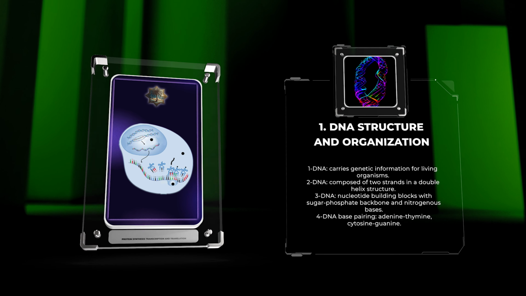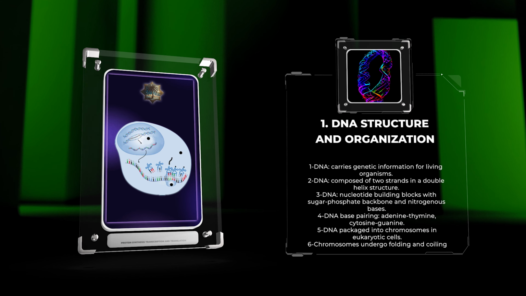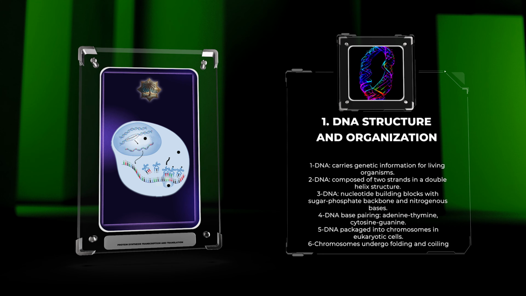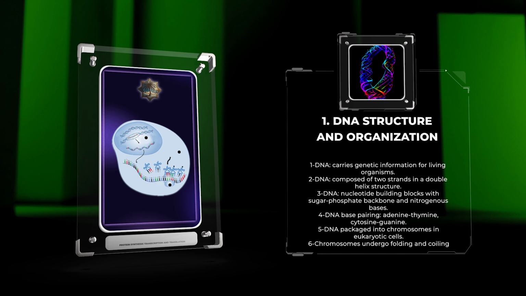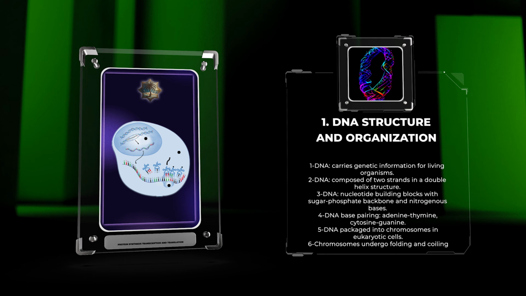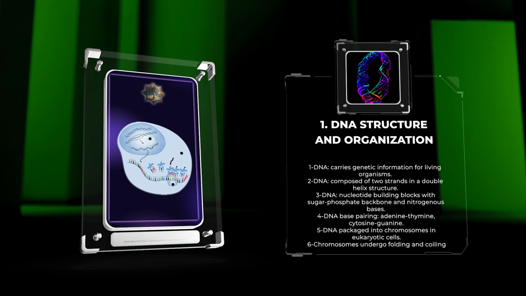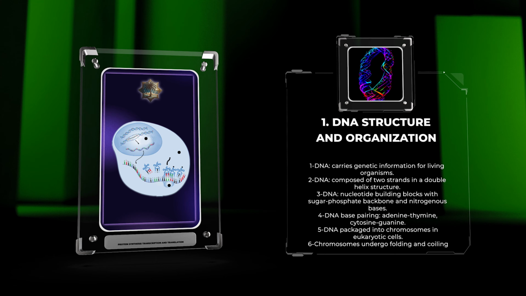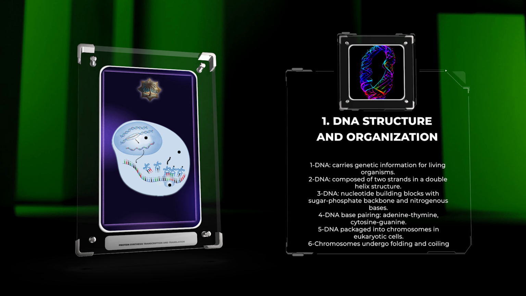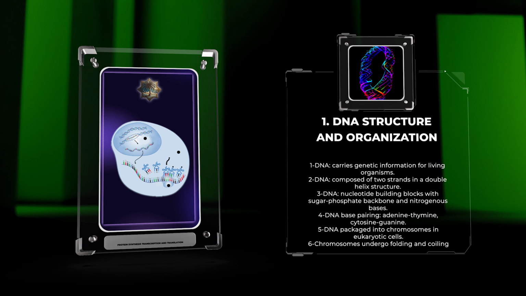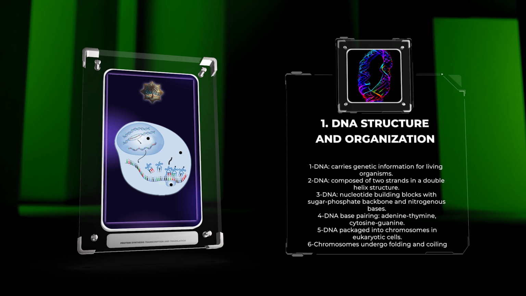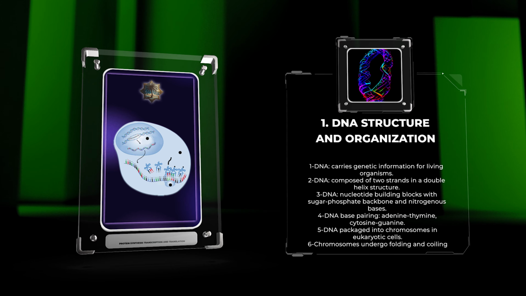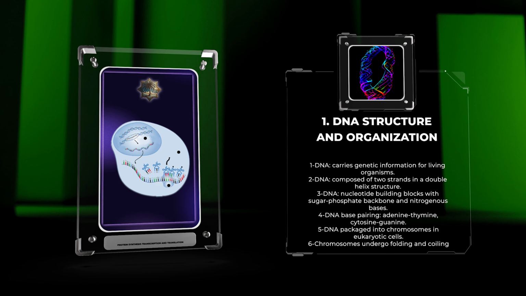Let's dive right in. DNA, or deoxyribonucleic acid, is a remarkable molecule that carries the genetic information necessary for the development and functioning of all living organisms. It consists of two long strands that form a double helix structure, with nucleotide building blocks comprising a sugar phosphate backbone and nitrogenous bases. The four nitrogenous bases, adenine, thymine, cytosine, and guanine, pair in a complementary fashion. Adenine links with thymine, and cytosine pairs with guanine, forming hydrogen bonds. This precise base pairing allows for DNA replication and faithful transmission of genetic information.